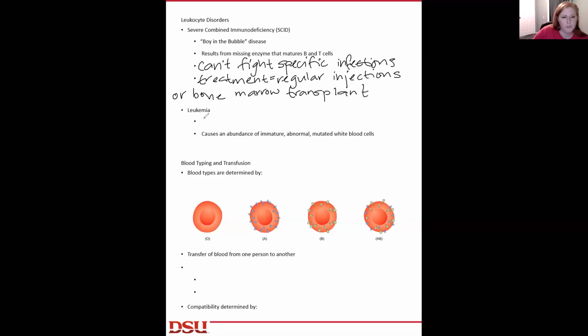Then we have leukemia, which is cancer of the white blood cells. It causes an abundance of immature, abnormal, mutated white blood cells that cause all kinds of problems. Bone marrow transplantation can be a treatment option.